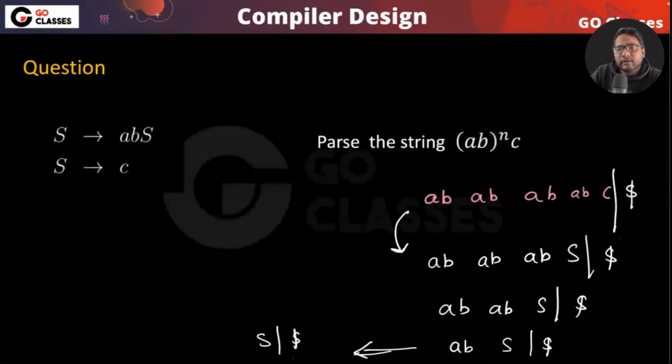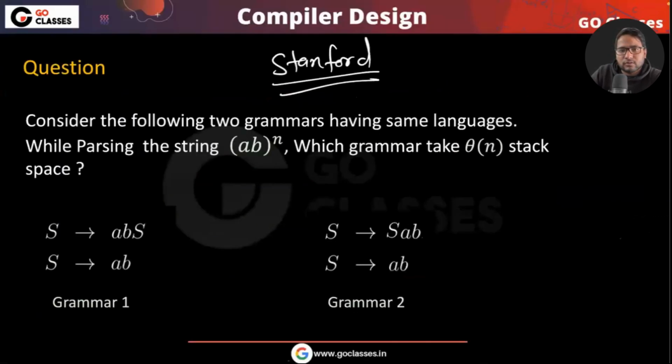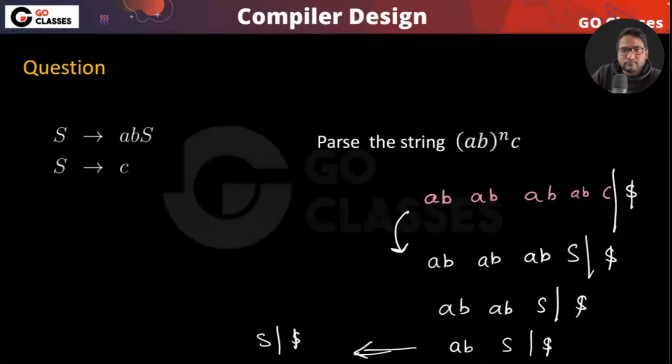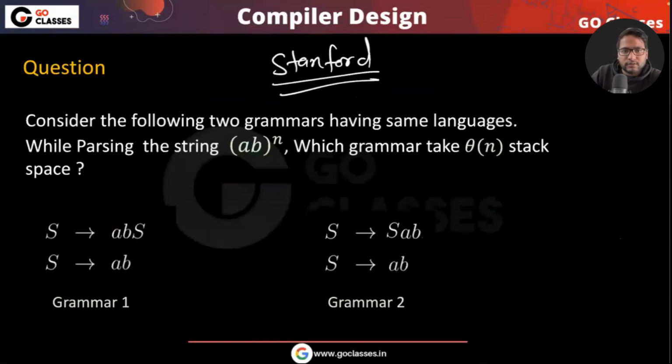So the question is, which will take the theta of n space? Grammar one, right? Yeah, Gaurav has given the correct answer earlier. I think multiple people have given the correct answer. Is this answering your question also, Sujit? Does this answer your question?